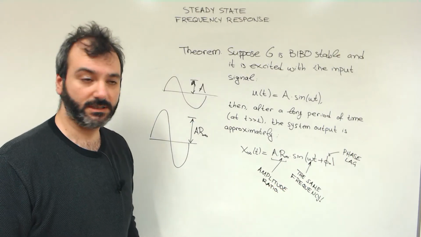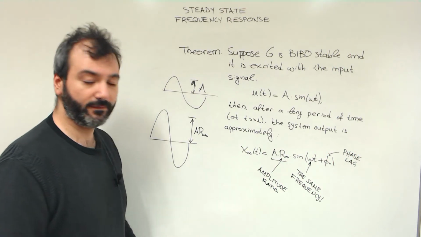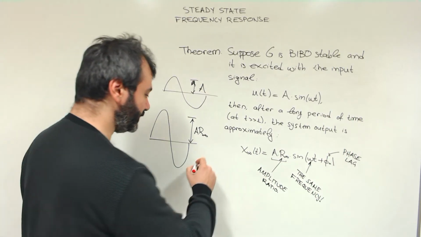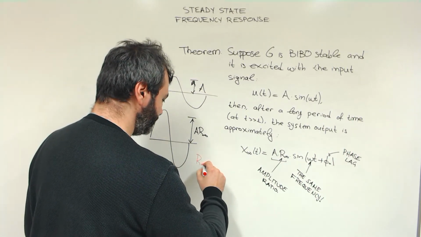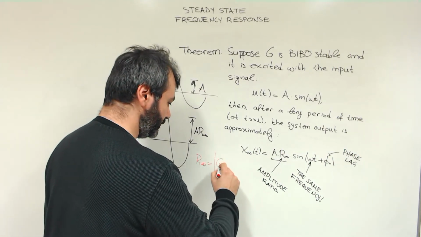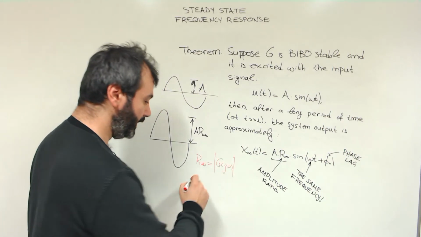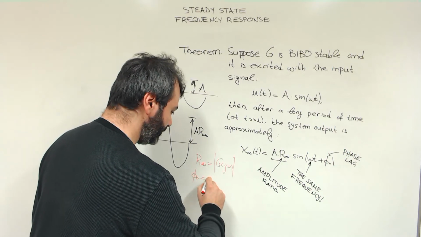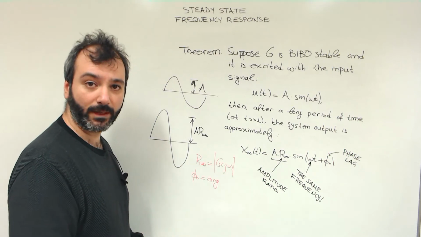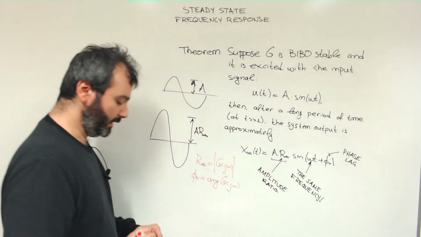Now the good news is that this theorem allows us to determine the amplitude ratio and the phase lag, and in fact they are given by very simple formulas. The amplitude ratio r infinity is given by the modulus of g at j omega, and the phase lag phi 0 is the argument of the exact same complex number. It is the argument of g evaluated at j omega.